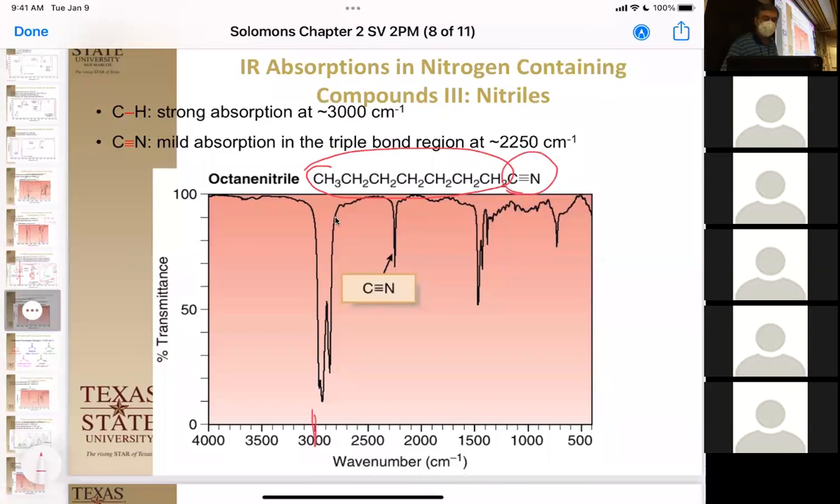So if we draw our line at 3000, we see nothing above there. From 2500 to 2000, wow, there's a nice sharp peak there, our carbon-nitrogen triple bond. And then nothing until after 2500. So we have sp3 hybridized carbon with a hydrogen on it, we have a C triple bond N, we have no double bonds, and then we have single bonds below. Make sense? Okay.